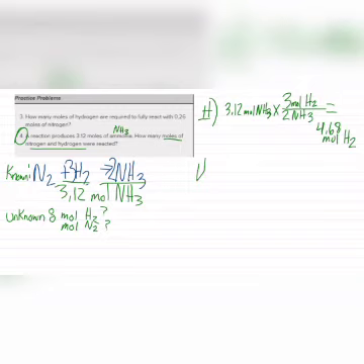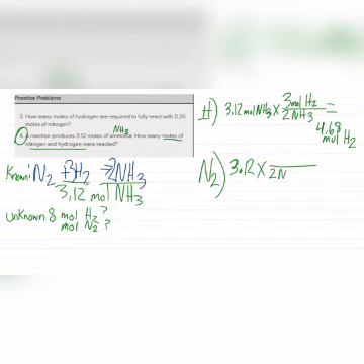Next, we have to find the moles of nitrogen. So once again, we're going to have the 3.12 moles of ammonia as the first part of the problem, and we're going to multiply by another mole ratio. But this time, since we're looking for nitrogen, we're going to have the 1 mole of nitrogen on top of our mole ratio. And just like before, we're going to multiply across the top, divide by the bottom, and we get 1.56 moles of nitrogen.